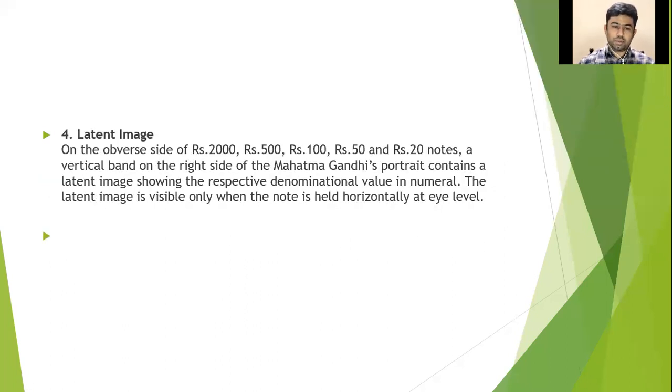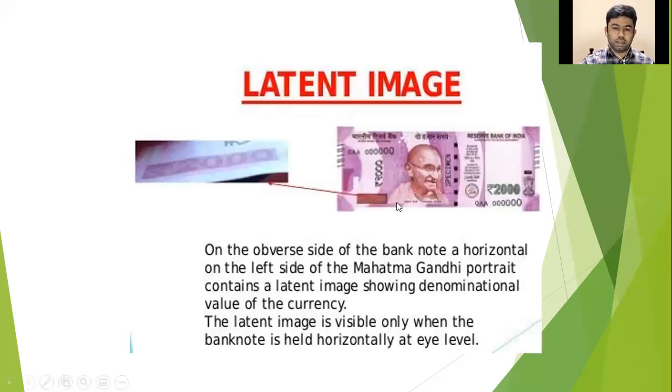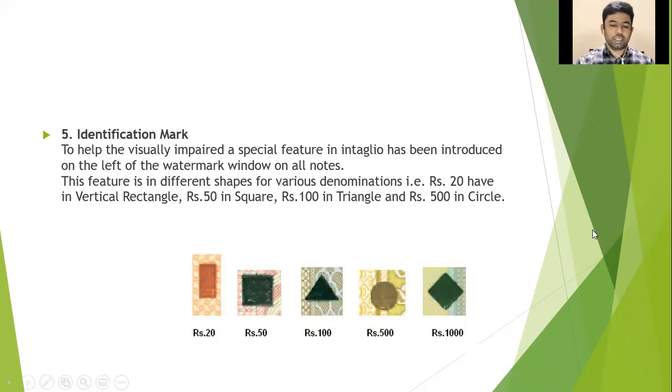Then the latent image, just above the observed. On this 500 rupee note, just at the side, if you look at it against the light, you will be able to see another 500 mentioned over there. That is the latent image. Same with other denominations. This is something that you can't see normally, but when you look at it against the light, you'll be able to see the 500, 2000, etc. These are identification marks.